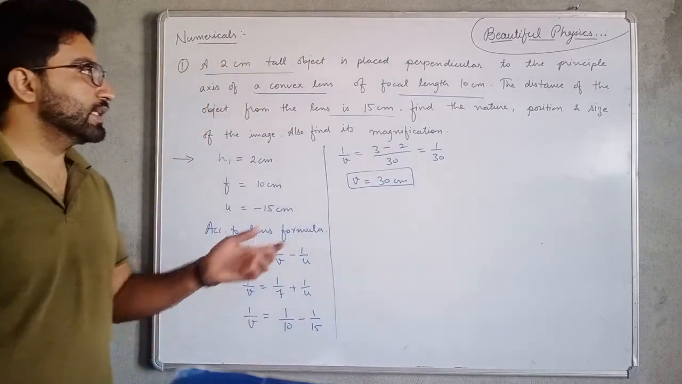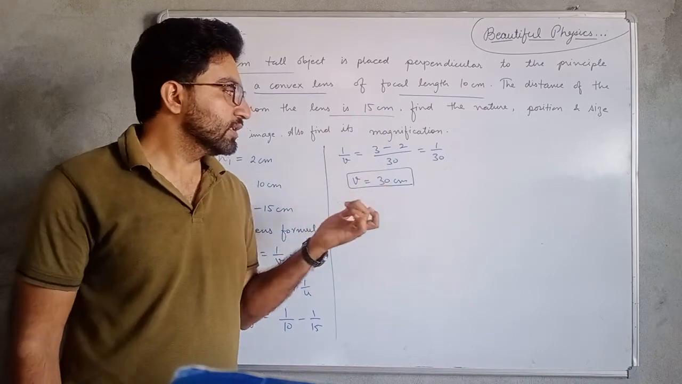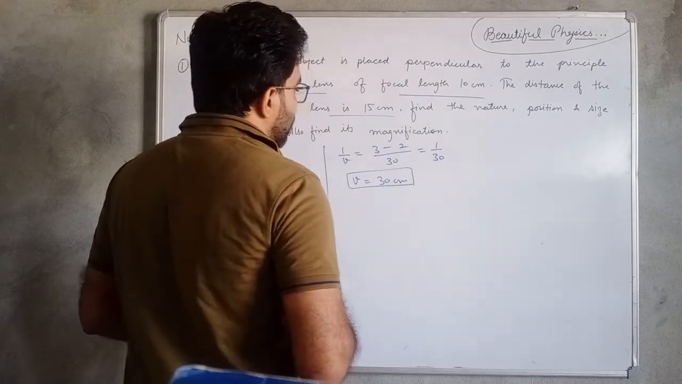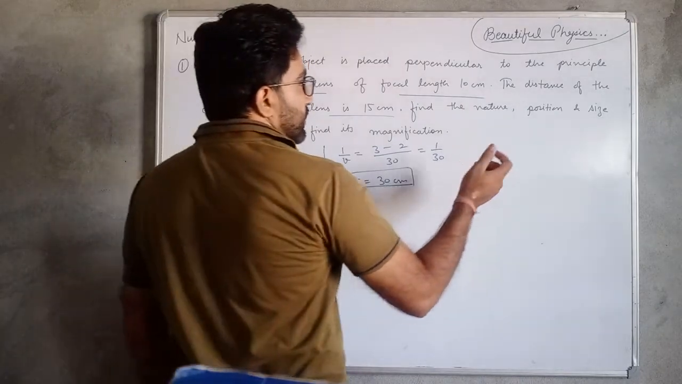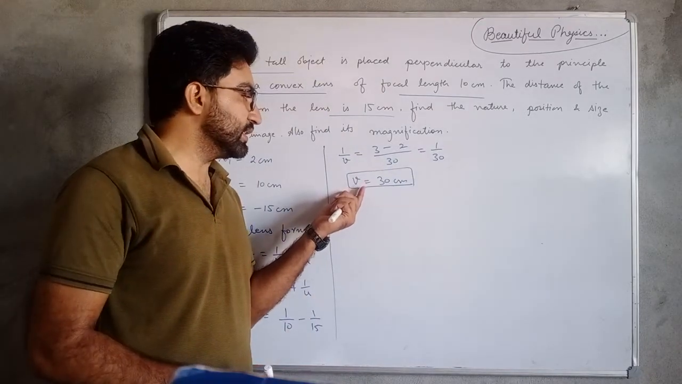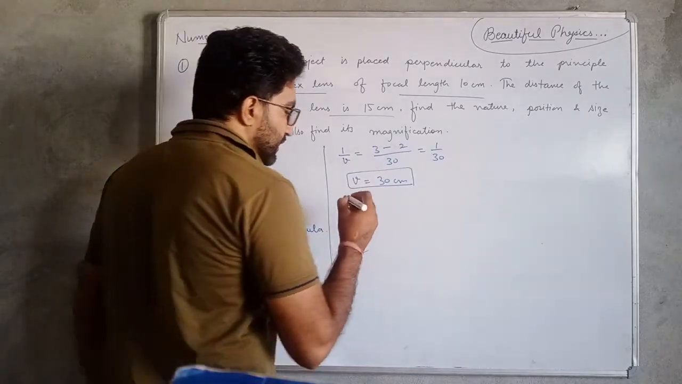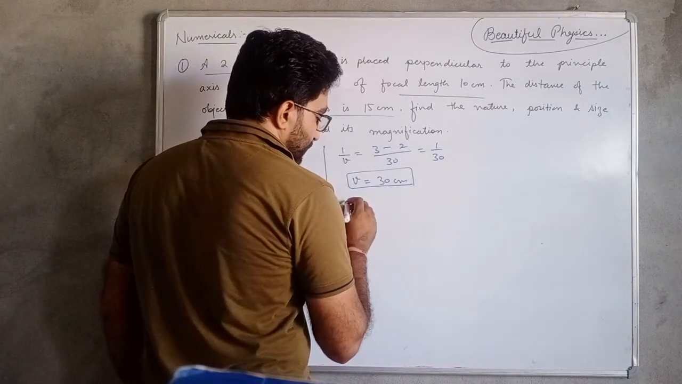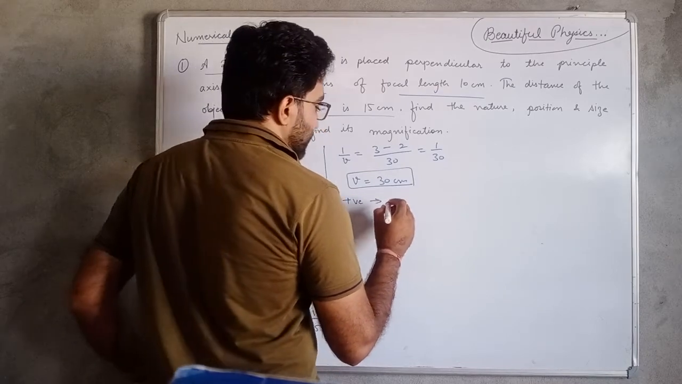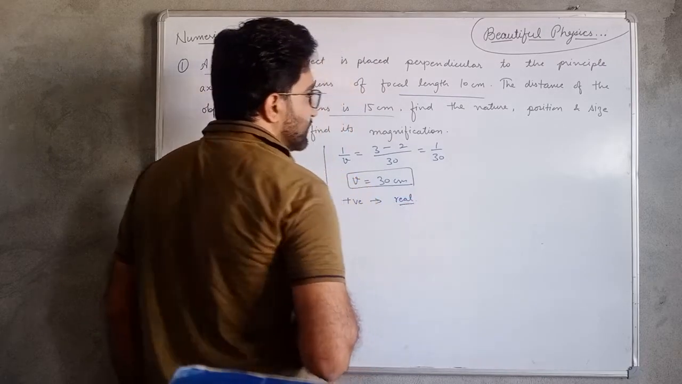It means when the object is placed at a distance of 15 centimeter, then the image is formed at a distance of 30 centimeter from the lens towards the right hand side. Next we have to find out the nature of the image. As the image distance v is positive, this implies that the image formed is real. It is the nature of the image.